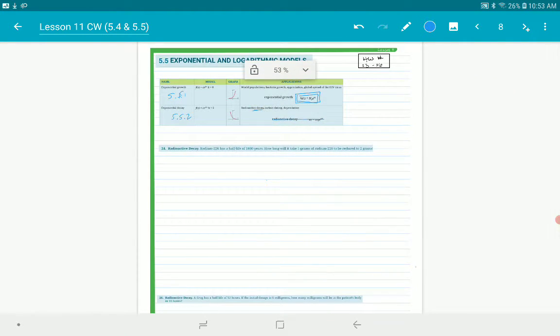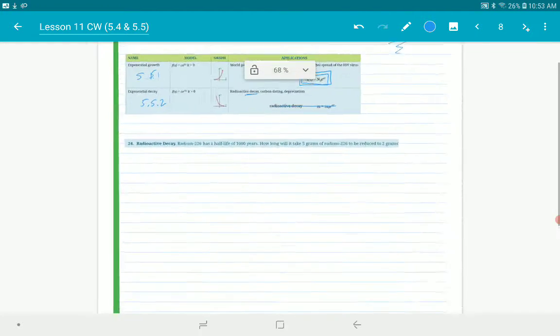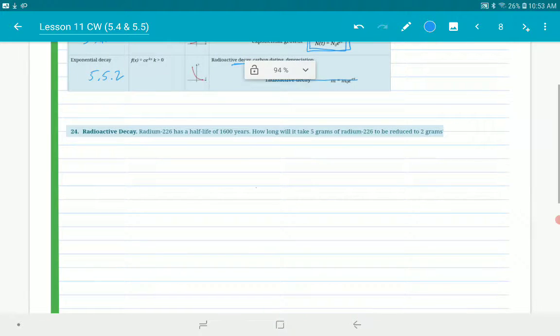Your homework is 23 through 26. We're going to do 24 and 26 together as a class, and then that will leave 23 and 25 for you to do on your own. So for number 24, we're going to use that same formula. I'm going to write it down here.